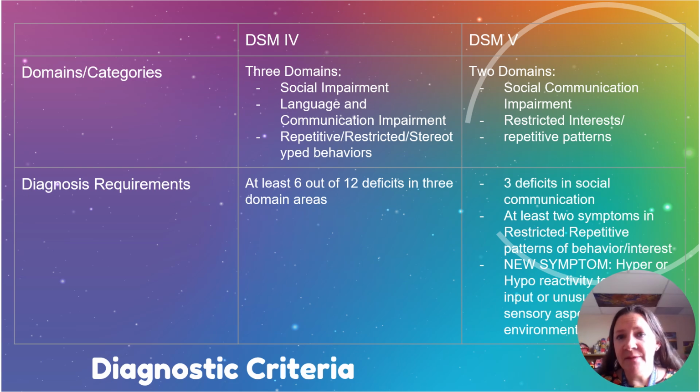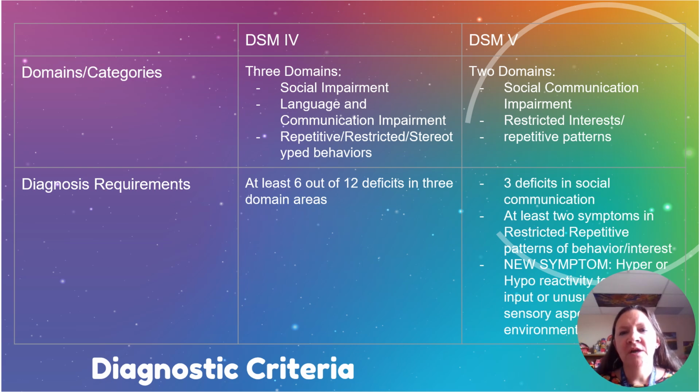When the DSM-5 came out, we had 2 domains. They shifted the way that the diagnostic criteria was created. So they lumped the social and communication impairment together, dropped the language component, and then had the restrictive and repetitive patterns of behavior. In order to now meet a diagnosis of autism, individuals need to have deficits in all 3 areas of social communication and at least 2 symptoms of restrictive or repetitive patterns of behavior. The new symptom that was added when the DSM-5 came out is hyper or hyporeactivity to sensory input. We are going to talk a little bit about sensory processing through this presentation.